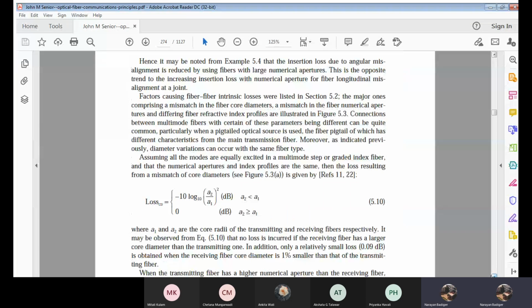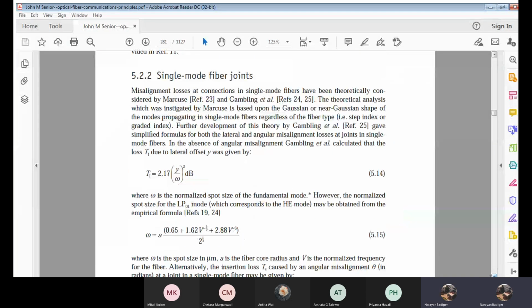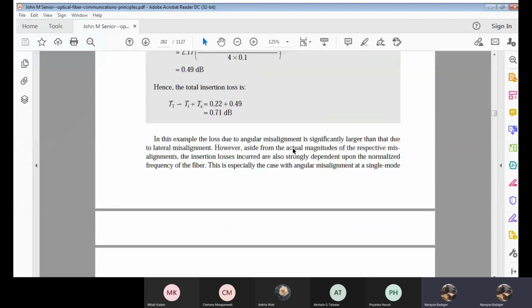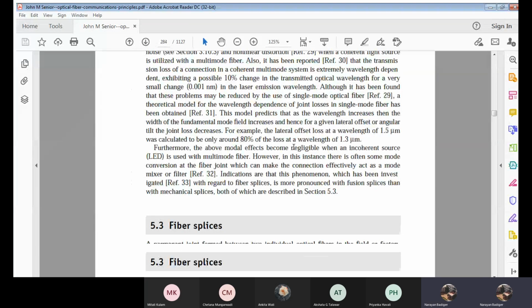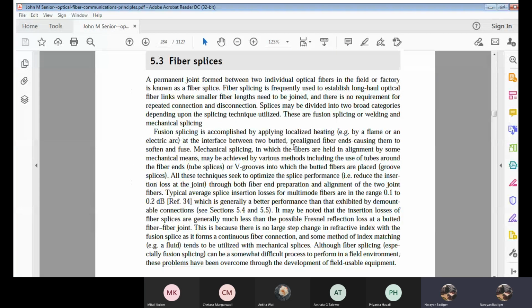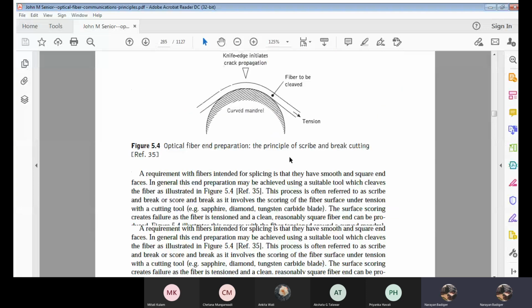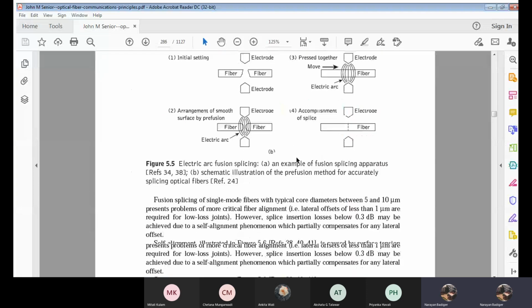Let's stop here. In the next class, we'll move on to the further points which will be studied with respect to single mode. Today we have done multi-mode and all. We'll be doing single mode, then splicing and all we will study, in the next class.